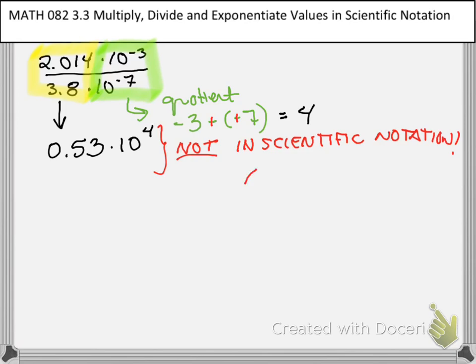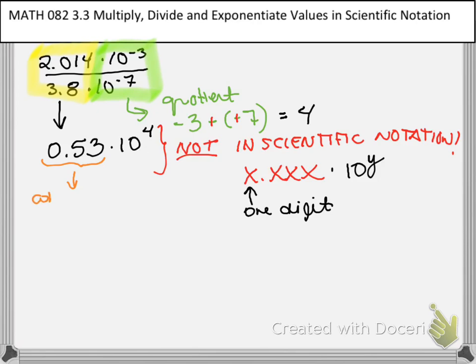Okay, the way scientific notation has to look, you can have as many numbers after the decimal point as you want to, but you can only have one digit there in front of your decimal point. Okay, so remember, just like we did in the last bit, we're going to take this number and we're going to convert it to scientific notation. Okay, so let's see what we can do here.